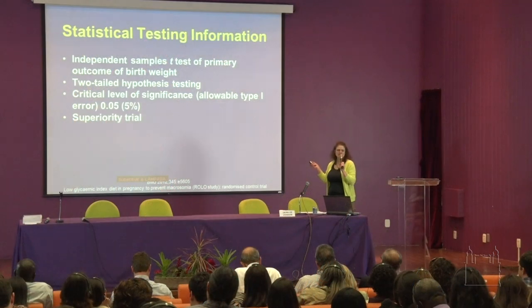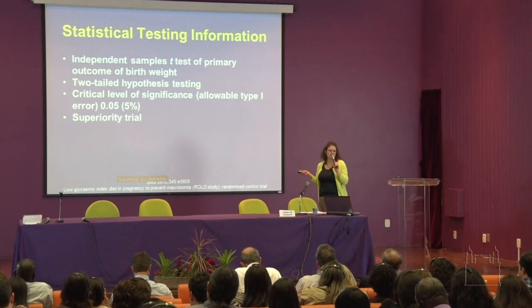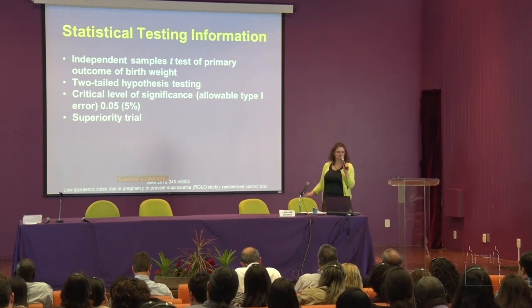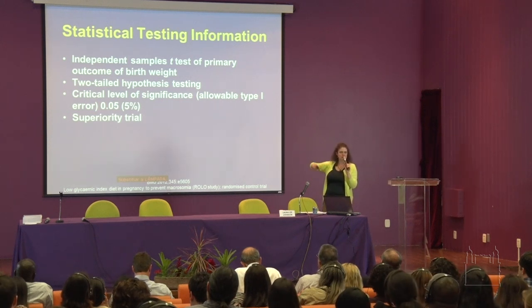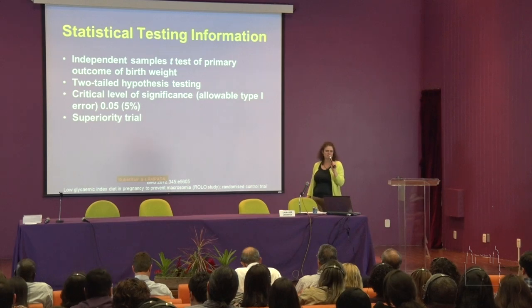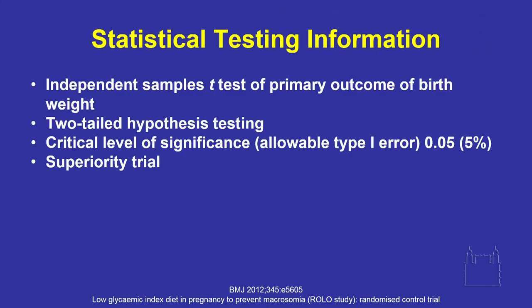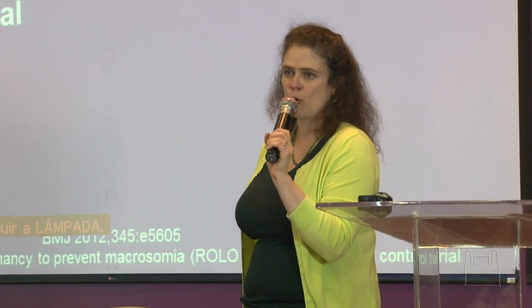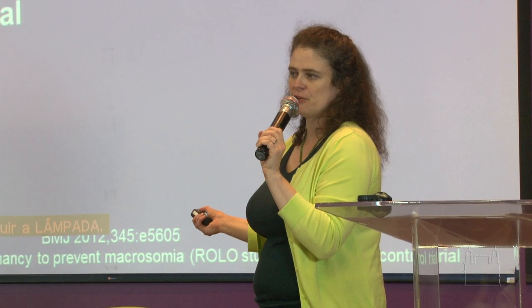So they did independent samples t-tests of birth weight. It was a two-tailed hypothesis test because, again, they did not know if it was going to be greater than or less than. So it's a two-sided test. The allowable alpha value, which the British call the critical level of significance, was 0.05, and it's a superiority trial.